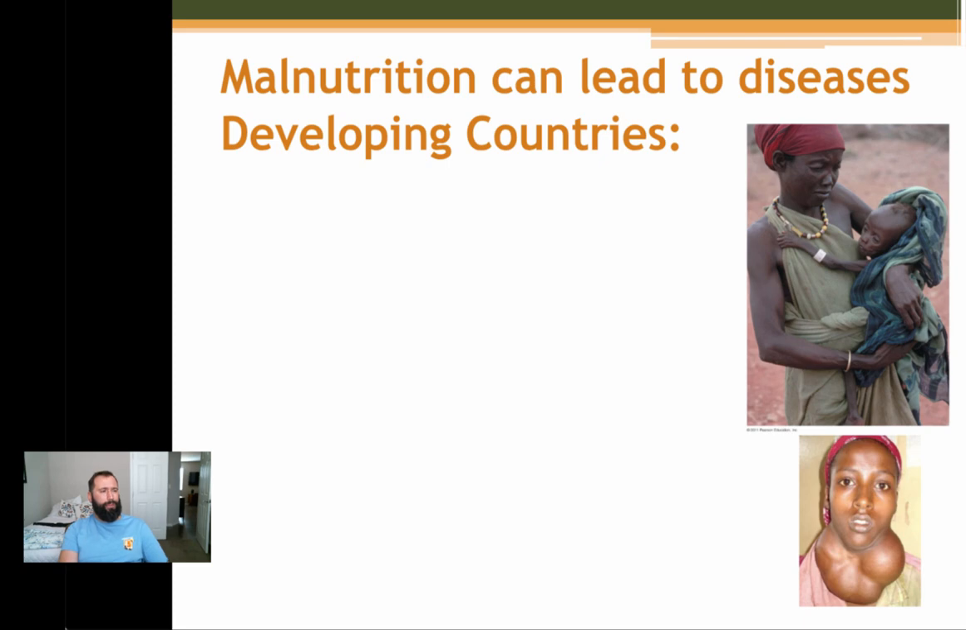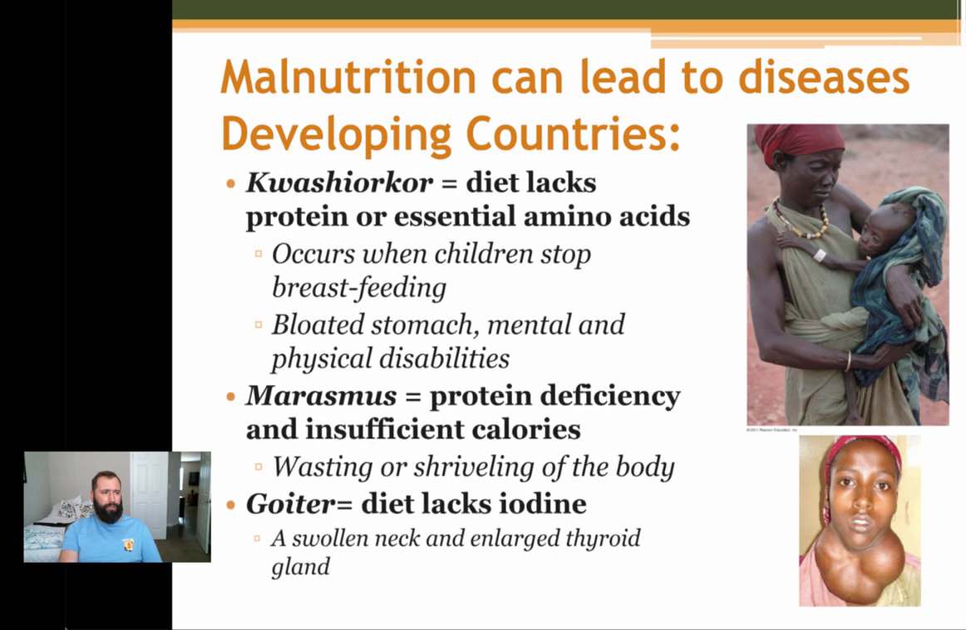Let's talk about some of those diseases that we might find in developing countries. One's called kwashiorkor, and this is a disease caused because a diet lacks protein or essential amino acids. This can occur when children stop breastfeeding, and you've probably seen pictures of this in maybe like National Geographic photos or something, right, where the child has a bloated stomach. There might also be mental and physical disabilities associated with this disease.